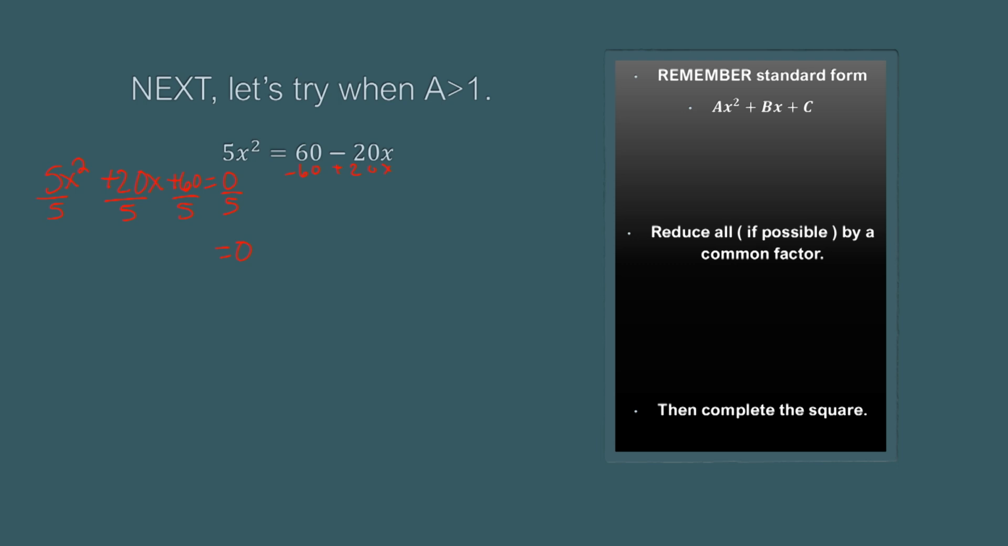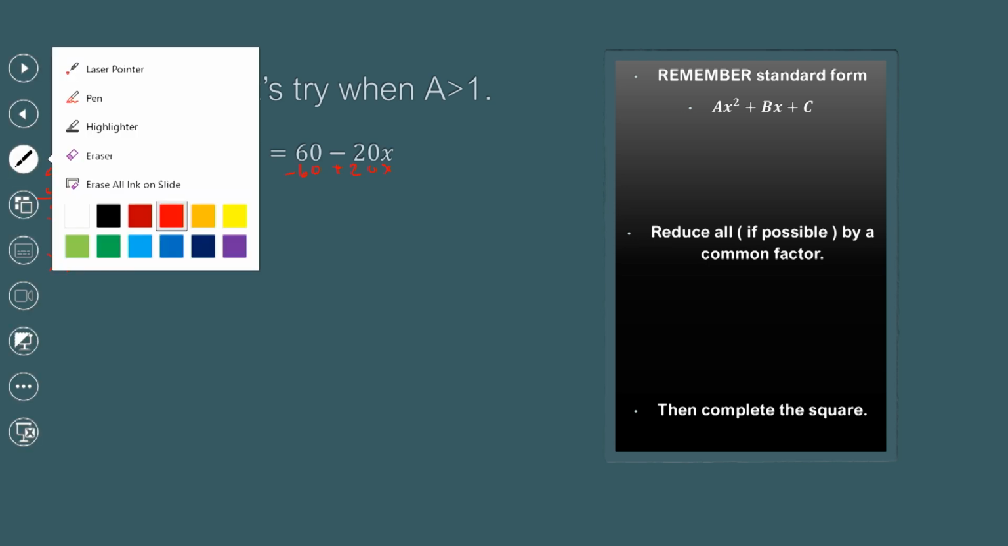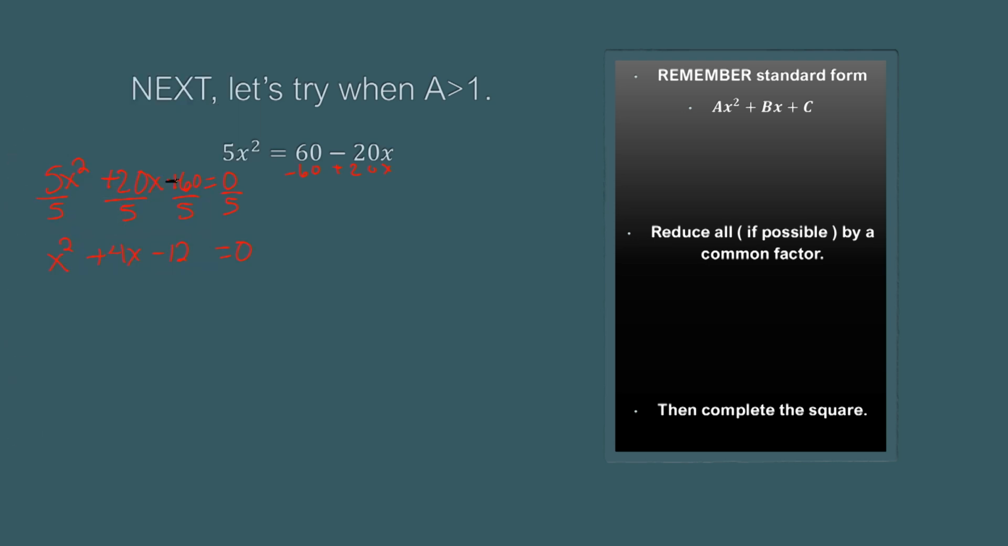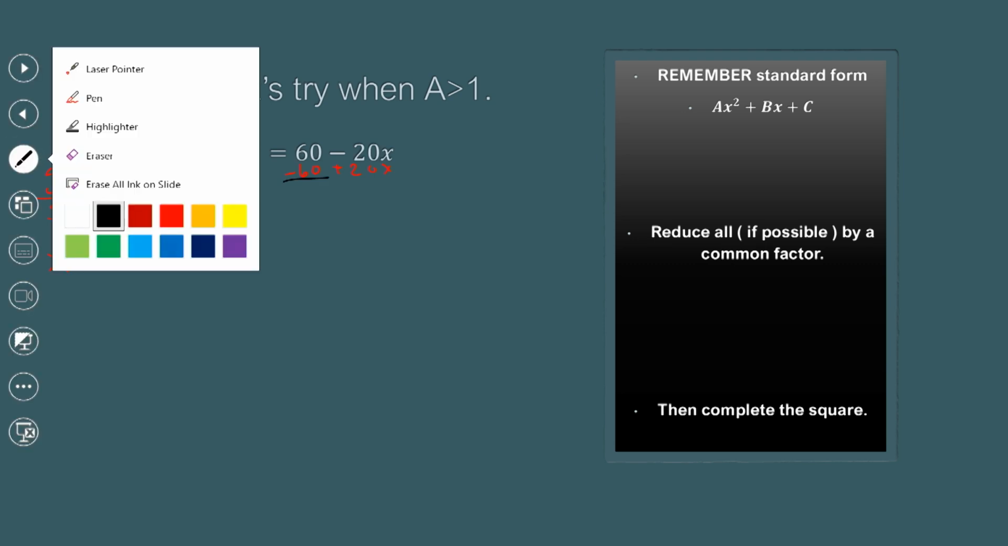5 divided by 5 is 1, so there's my x squared. 20 divided by 5 is 4x. 60 divided by 5 is going to be my 12. Now, this one was supposed to be negative. I don't want us to mess that up. Let me write it in a different color. That's supposed to be negative, because when we moved it over, it had to be negative. So that's where that came from.